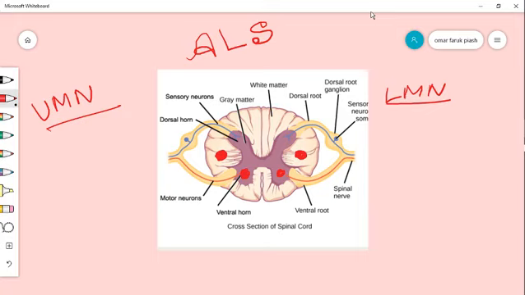So features of upper motor neuron are exaggerated jerks and spastic paralysis. On the other hand, for lower motor neuron, there is flaccid paralysis, fasciculation, and muscle atrophy in ALS. And the great physicist Stephen Hawking had this disease. But bladder is intact, sensory is intact, sexual activity is intact here.